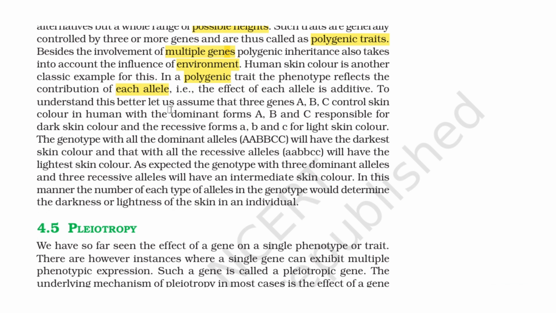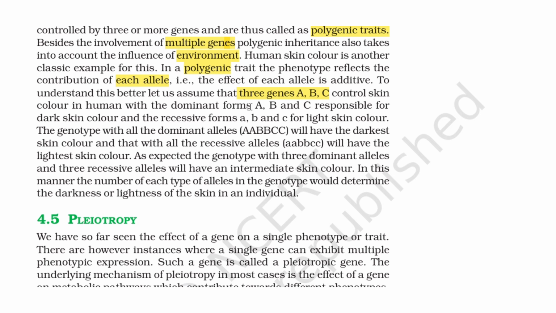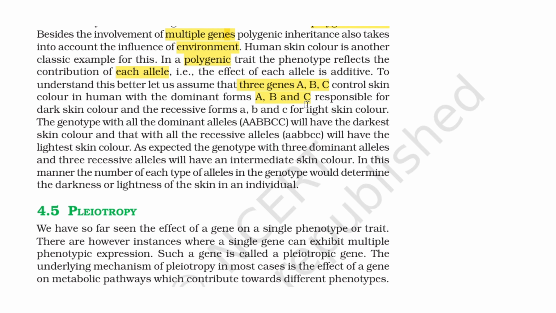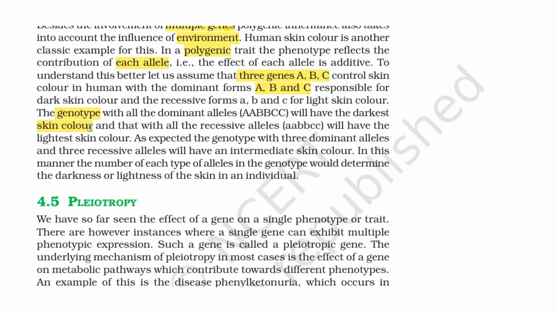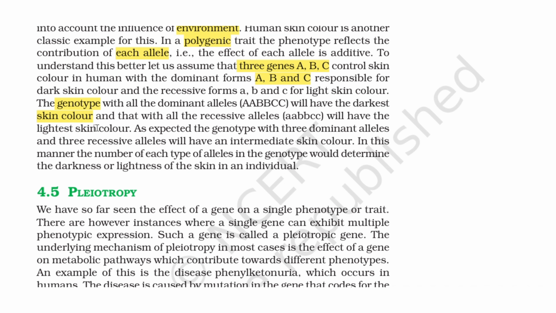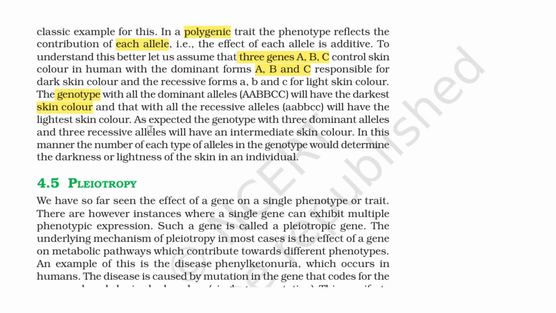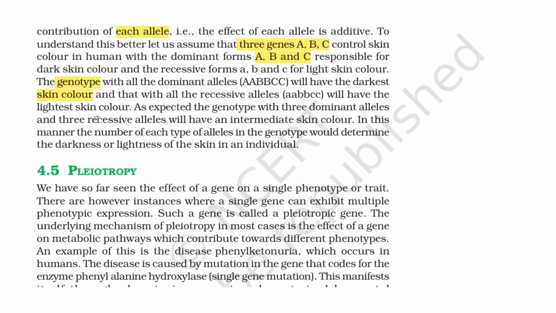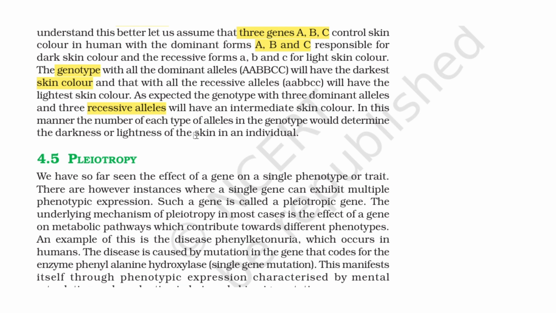To understand this better, let us assume that three genes A, B, C control skin color in humans, with the dominant forms A, B and C responsible for dark skin color and the recessive forms a, b and c for light skin color. The genotype with all the dominant alleles, AABBCC, will have the darkest skin color, and that with all the recessive alleles, aabbcc, will have the lightest skin color. As expected, the genotype with three dominant alleles and three recessive alleles will have an intermediate skin color. In this manner, the number of each type of allele in the genotype would determine the darkness or lightness of the skin in an individual.